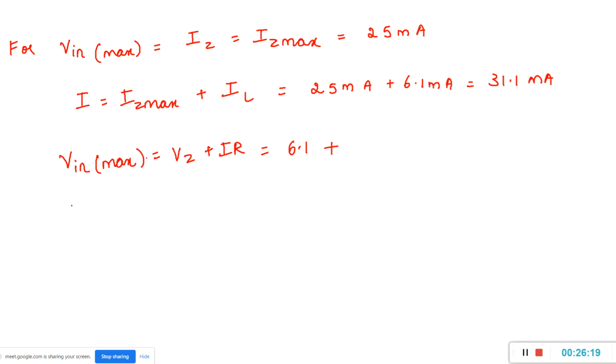Okay. So for Vin max we have Vz plus IR, 6.1 plus 31.1 into 10 raised to minus 3. R we know it's 2.2 kilo ohms. We need to find out the value of Vin max. So what is the value of Vin max? Can anybody tell me? What is the answer for this? Can anybody tell me?